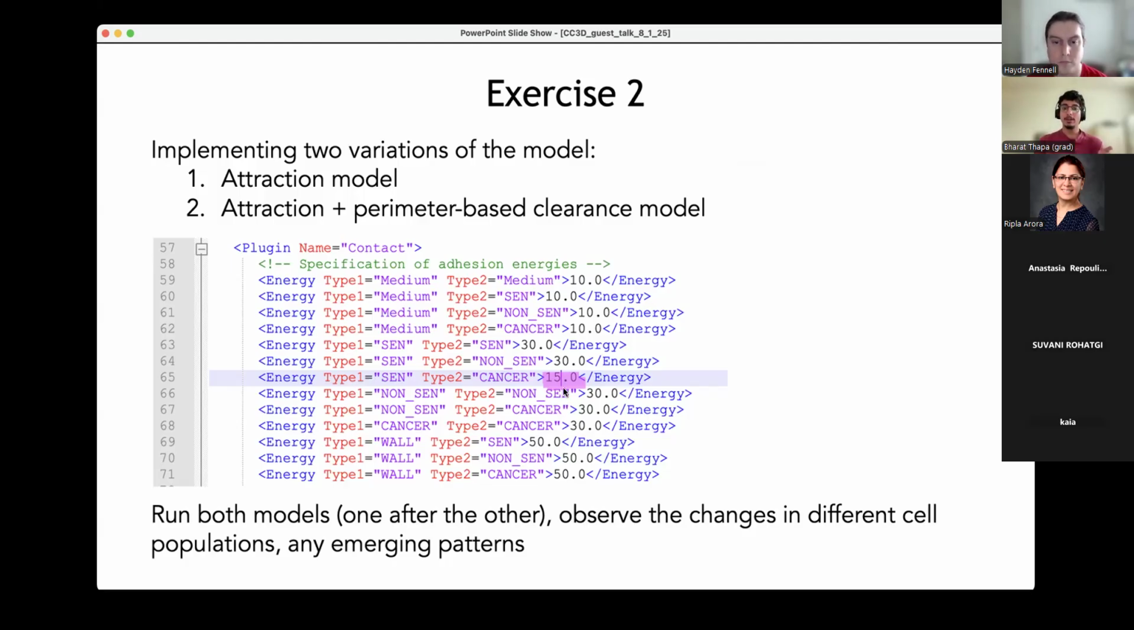And then we will go to the XML file and change the contact energy from 30 to 15 for senescent and cancer. Make sure you do that for senescent and cancer. So you're lowering the contact energy between cancer and age cells so that they can share more area, more perimeter with each other, which mimics senescent cells having more receptors for cancer cells, basically an adhesion sort of model, which I've called the attraction model here. To be very precise, it should be called the adhesion model maybe.